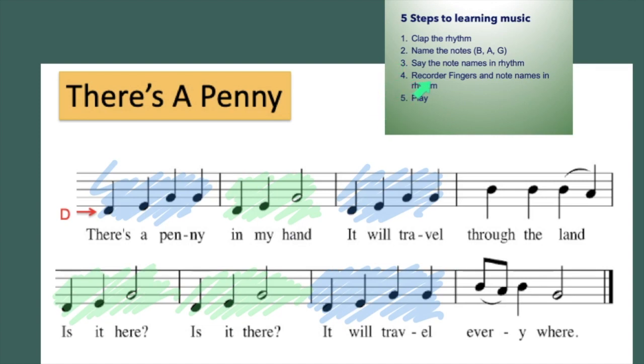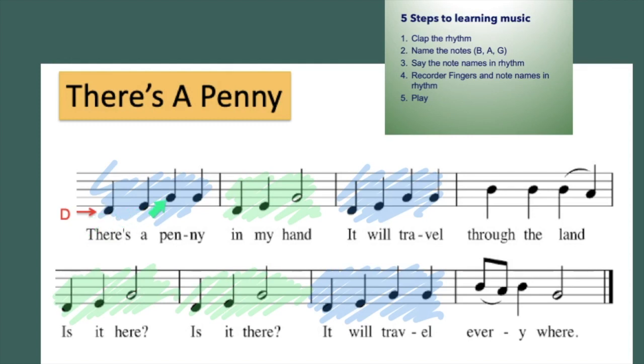Now step 4 is the same as step 3, except now you are using your recorder fingers. So you have your recorder in your hand and you are moving your fingers while you say them. Again, I can't do that for you. That's a lot of stuff to think about. You're thinking about what note it is, what rhythm it's going at, and what fingers to put down. And it takes practice. So I'm going to say it with you, but I want you to move your recorder fingers while we say it together. Ready? 1, 2, here we go.